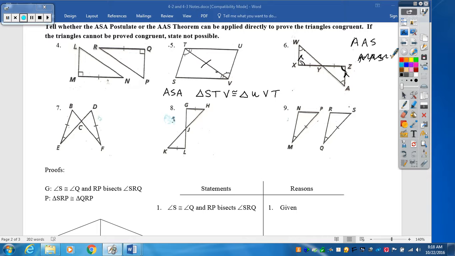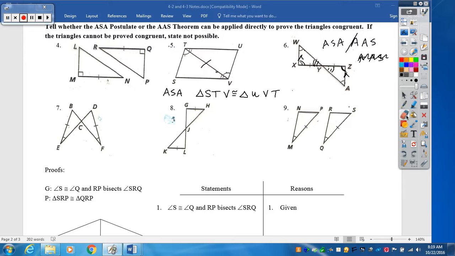Here's what I was thinking. You could have also marked the vertical angles here congruent. And now you have angle, side, angle. That's what I was thinking there. So either of those would be an acceptable way of proving those two triangles congruent.